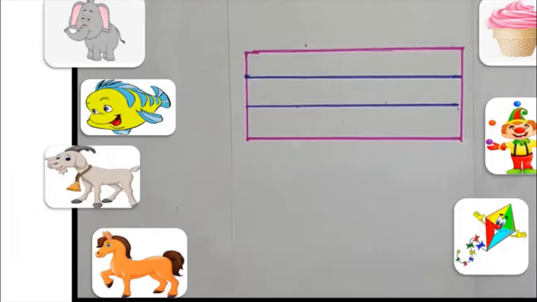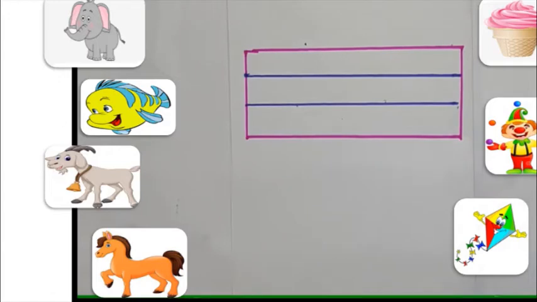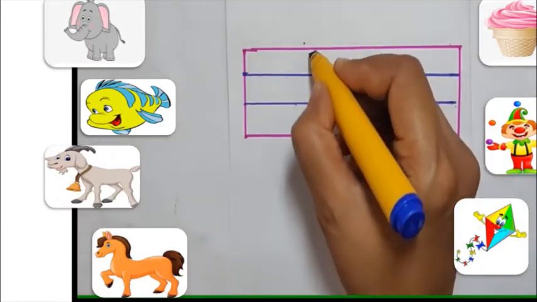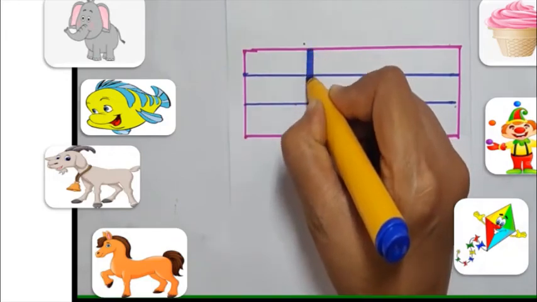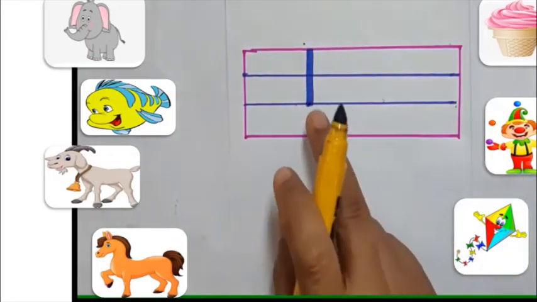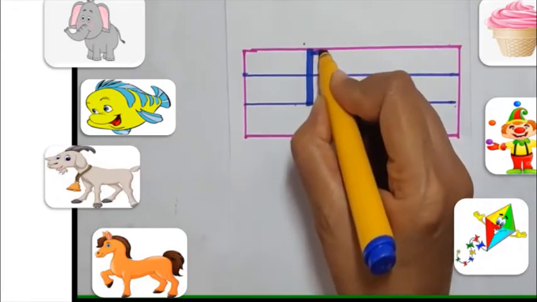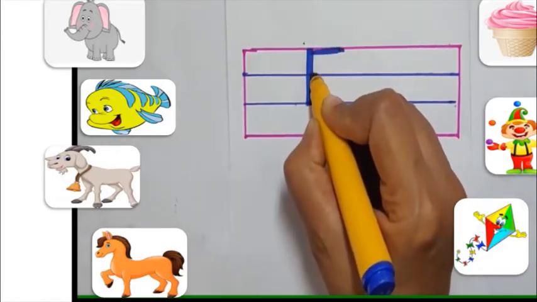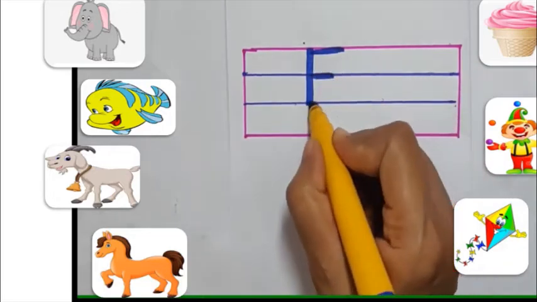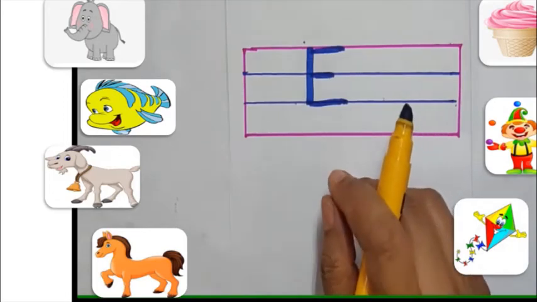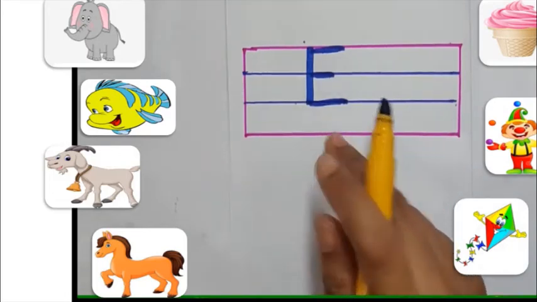Begin. Take your pencil and a 4-line notebook and repeat the strokes along with me. So let us start. Letter E. Standing line. Start from the top pink line. Sleeping line. Small sleeping line. And then a big sleeping line, that is capital E.